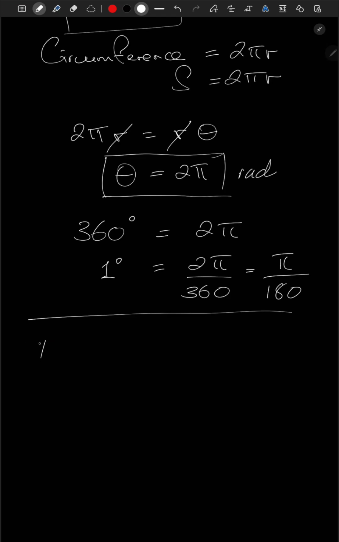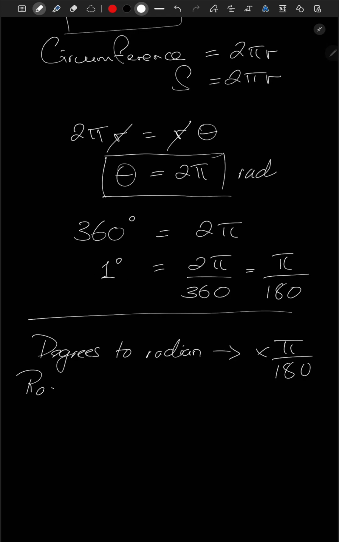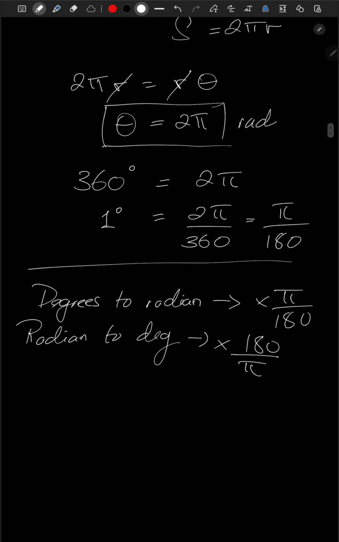So to convert from degrees to radian, we just have to multiply by pi divided by 180. Okay? So if you want to convert from radian to degrees, you have to multiply by 180 over pi. So it's just the change in the numerator and denominator.